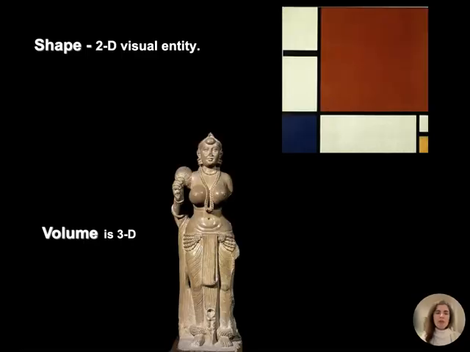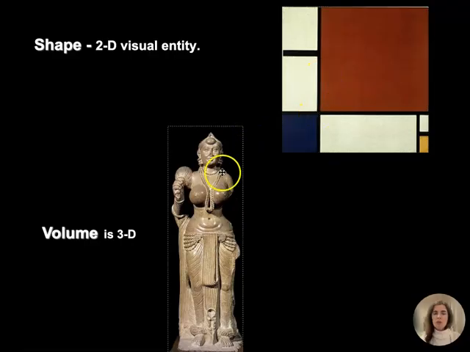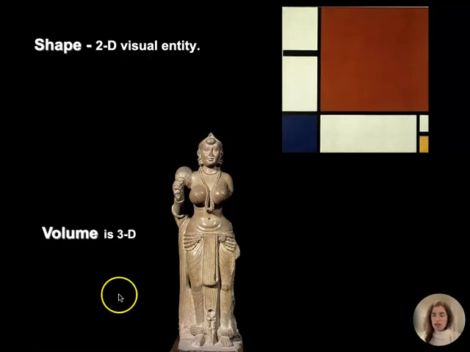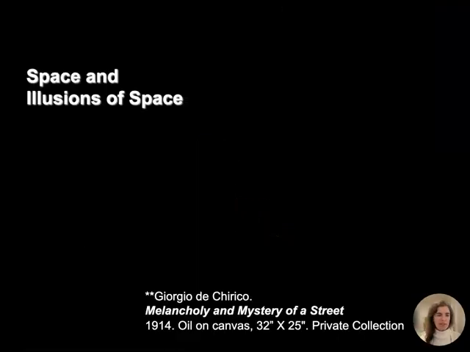Thinking about shape and volume. So shape is a 2D entity. So here I have a painting by Mondrian from the 20th century, where you just see how he is reducing painting to these basic elements of primary colors and geometric forms. And then I'm back to the Chauri bearer or the Didarganj Yakshi, and you can just see how this one is very much three-dimensional. You could walk around it.